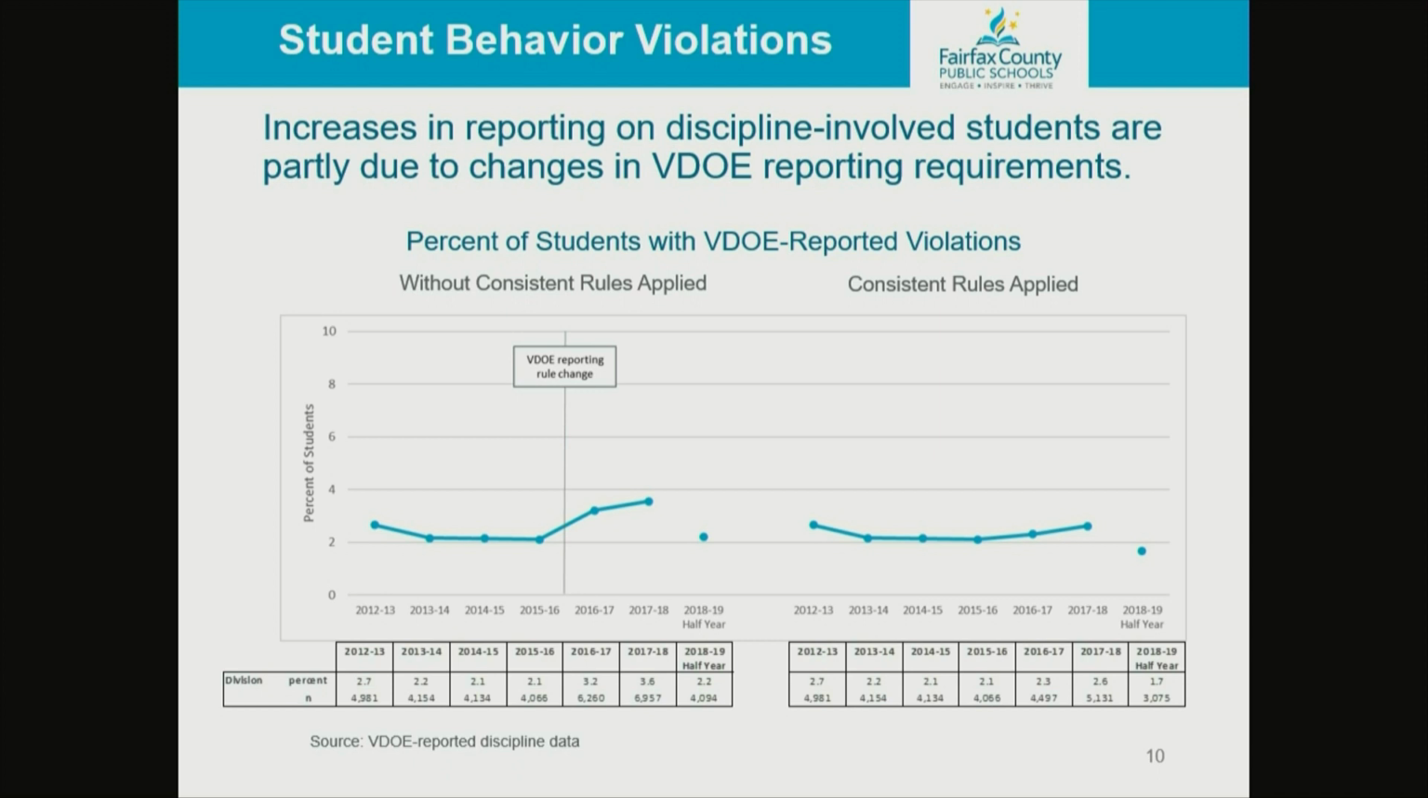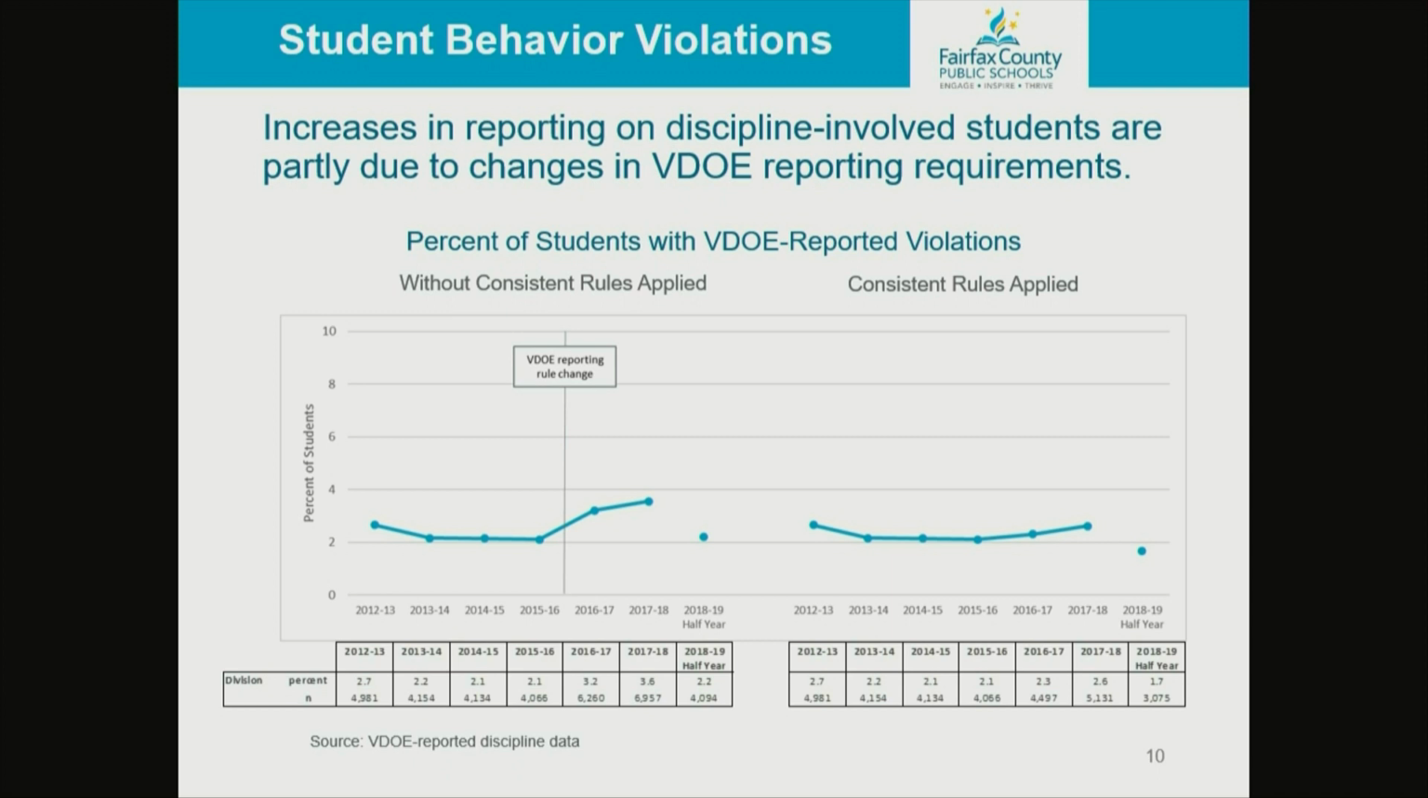You'll see that up until 2015-16, we were having slow decreases in the percent of students, and then all of a sudden in 2016-17, there was a sharp increase, and that continued in 17-18. A lot of that sharp increase was due to the fact that VDOE asked that all students who were receiving in-school suspensions be reported to them. In the past, general education students who had received in-school suspensions were not required to be reported unless they had committed a specific violation that was reportable. So part of the increase is due to that change in their reporting requirements.